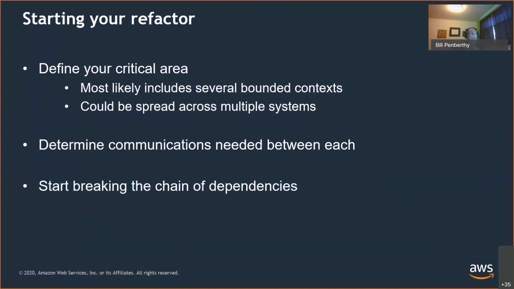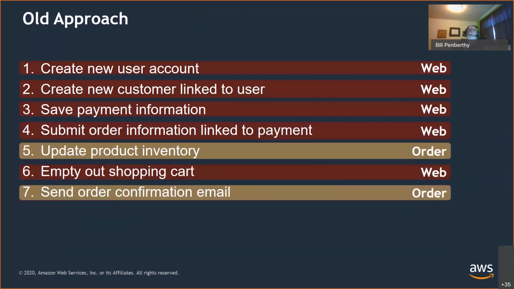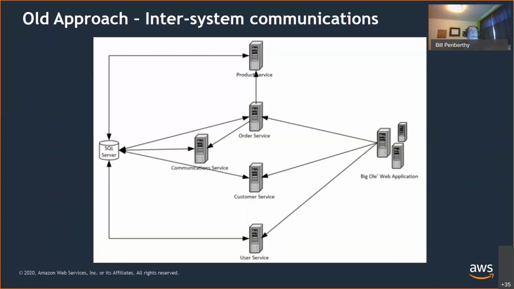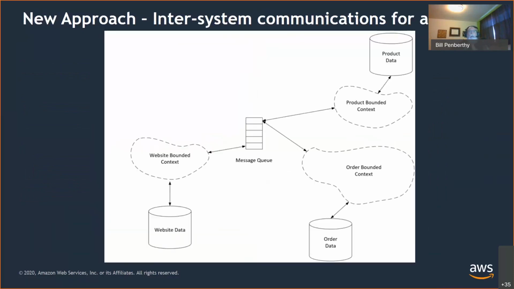This most likely will include several bounded contexts. This could also be spread across multiple systems. Once you've identified those critical areas, define the communications between each part, and then start breaking that chain of dependencies. Remember this process? And the communication schema that looked like this? Would an approach like this make more sense?